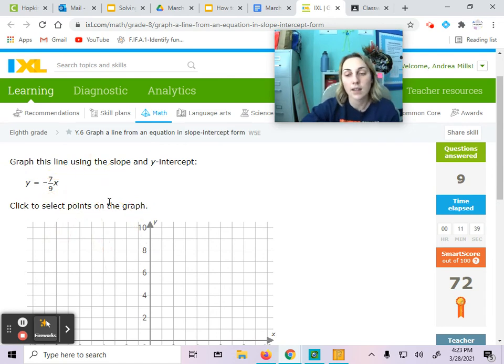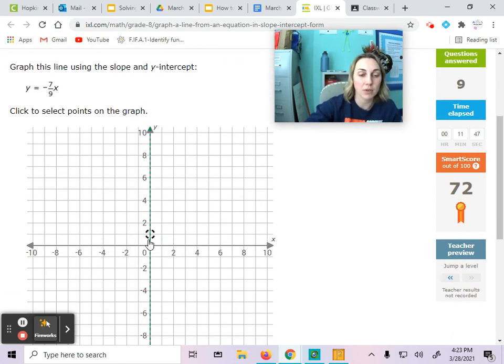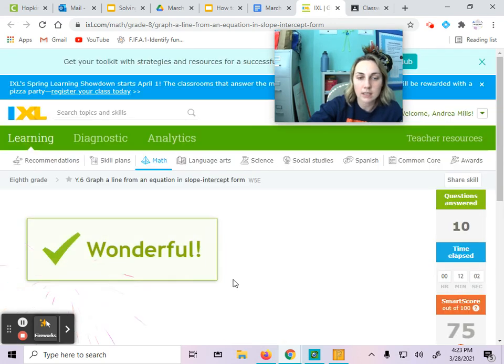All right, here. I don't have a y-intercept, so that means it has to be at 0. But I do have a slope, and it's -7 over 9, so that means I'm going to go down 7 times, then I'm going to run 9 times. So I'm going to count: 1, 2, 3, 4, 5, 6, 7. Then 1, 2, 3, 4, 5, 6, 7, 8, 9. That's my second point, and I'll go ahead and click submit.